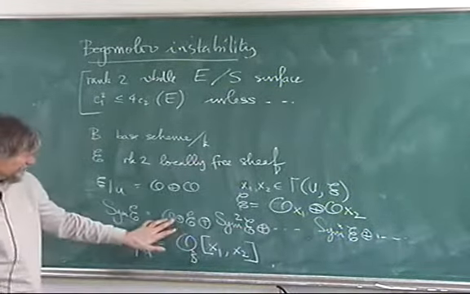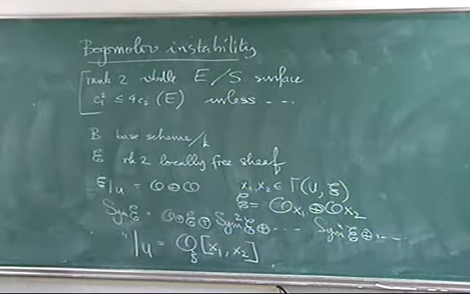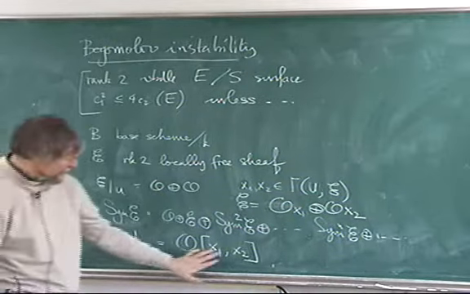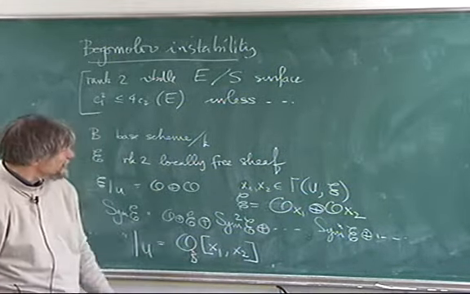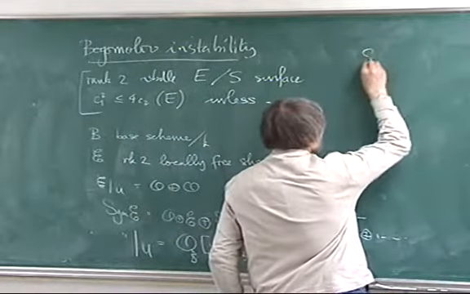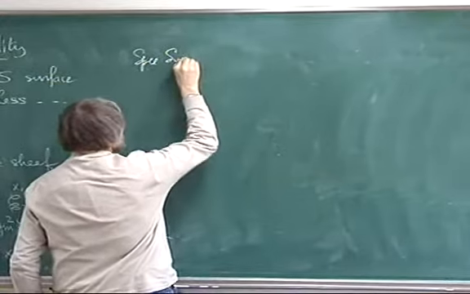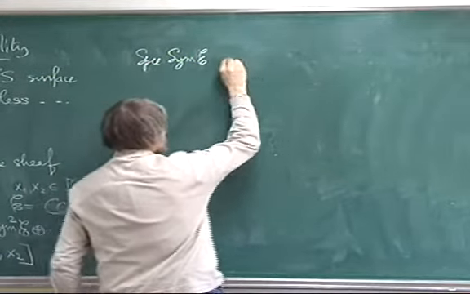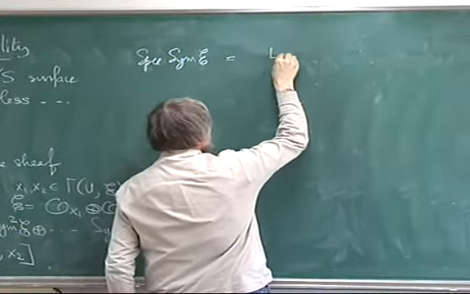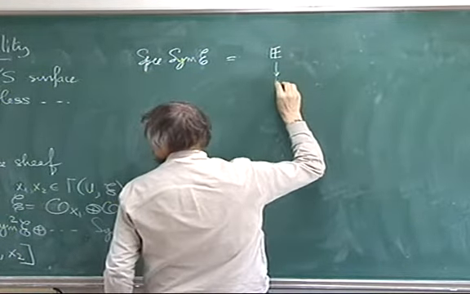And the good thing about this is that it's intrinsic. It doesn't depend on having a basis or anything, whereas here, this depends on a basis, and you can understand exactly what it is. So if I do this, then I can take Spec of this Sym E, and this is something like the total space of E over B.